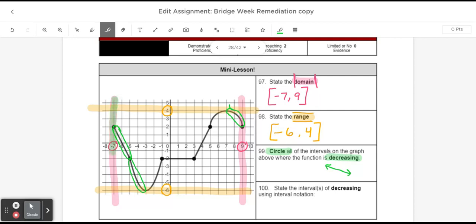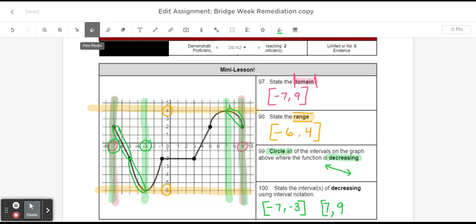The first interval starts from -7, and because these two green sections are connected, I'm going to go all the way to -3. I don't need to separate them and make two separate portions because they do connect in the middle. So I'm going to have -7 to -3 as my first interval that is decreasing. My second interval of the graph that's decreasing would go from +7 to +9. And so I would say +7, 9, and I would put a bracket and I would put a bracket.